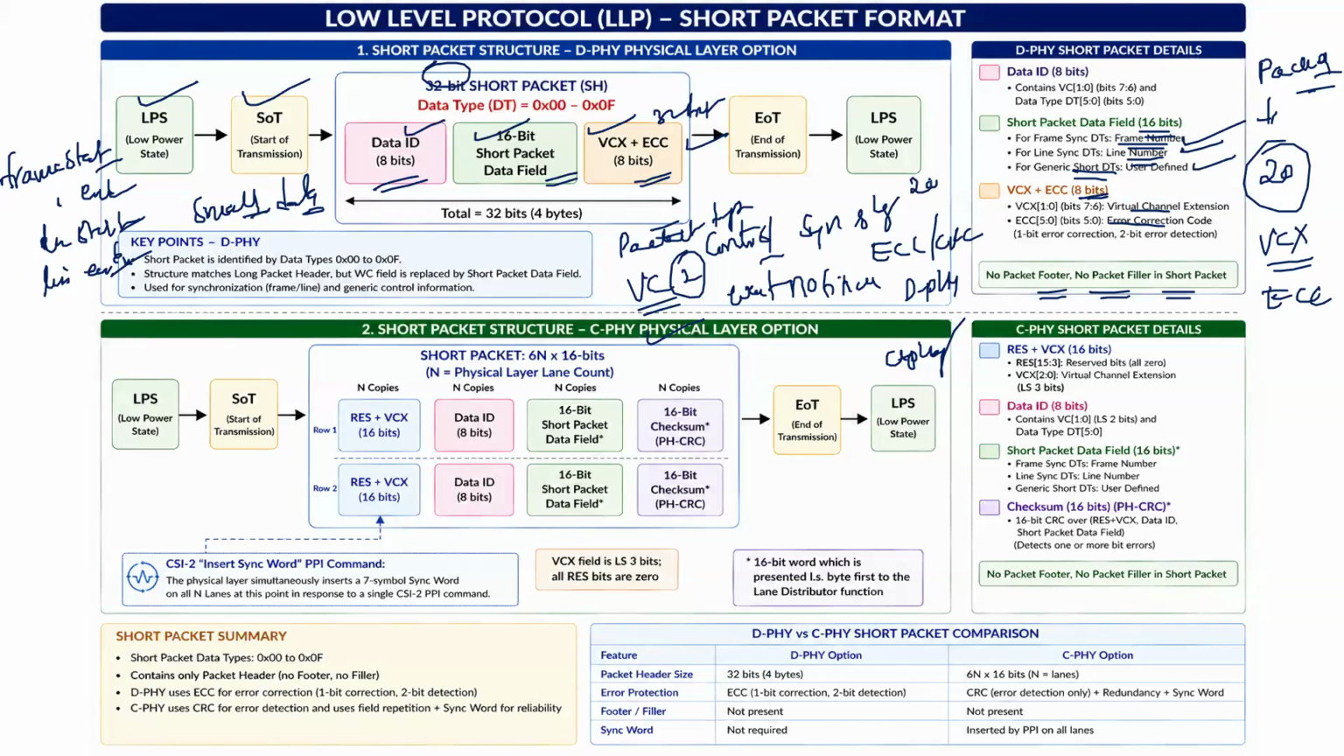Not only 20 frames, you can also send 200 frames, 25 frames, or 50 frames. Based on that, we send the data. Clear? Okay, sir. So that is the importance of the frame number and line number, and then end of transmission, and then low power states.